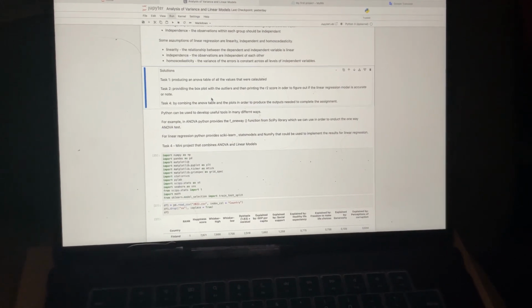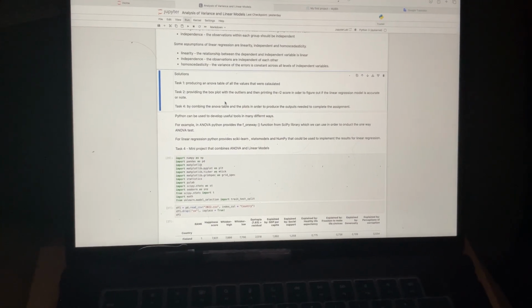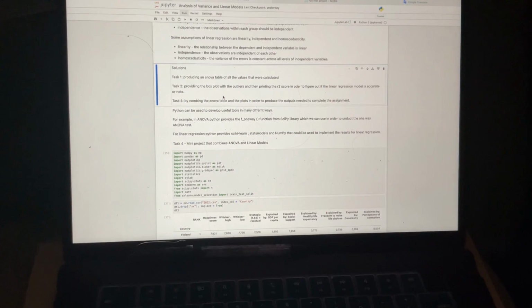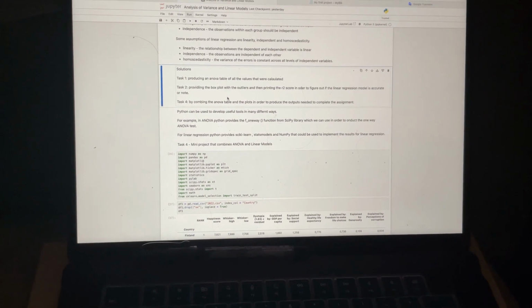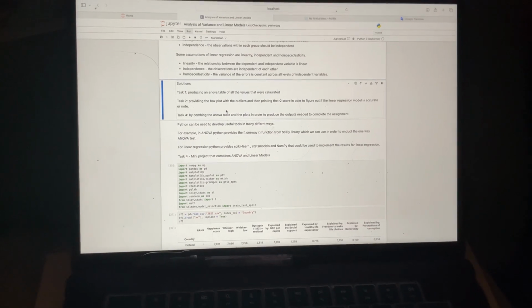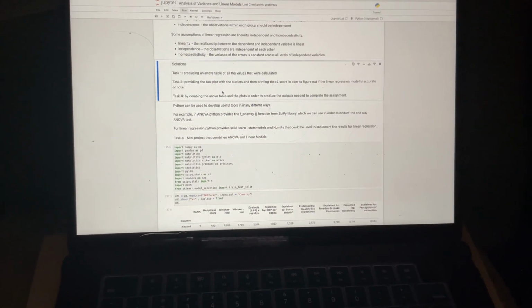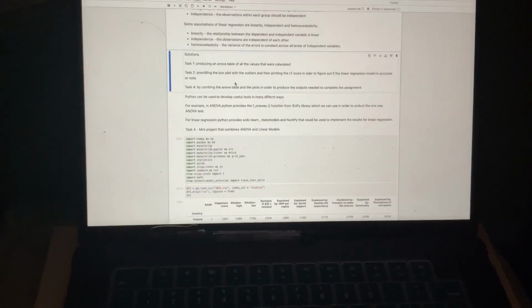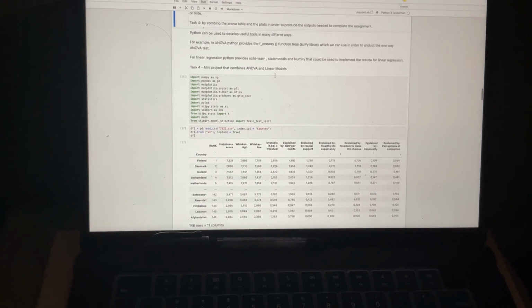Those are the solutions. The next part is that Python can be used to develop useful tools in many different ways. For example, for ANOVA, Python provides the f_oneway function from the SciPy library, which we can use to conduct the one-way ANOVA test. I used the two-way instead of a one-way; it was easier to use for this example. And for linear regression, Python provides scikit-learn, statsmodels, and NumPy, which can be used to implement linear regression. Task 4 is a mini project that combines ANOVA and linear models.